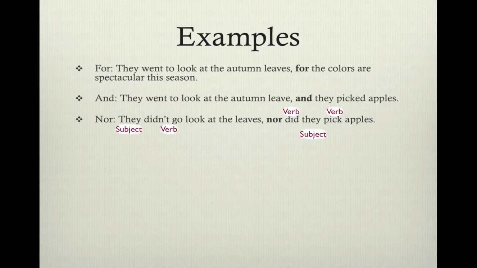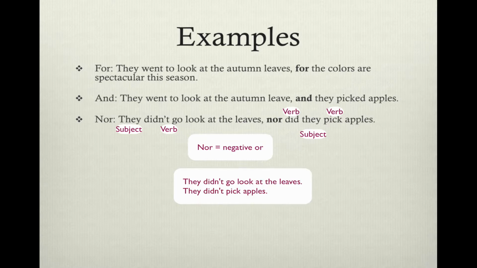Nor is a little bit special because it implies a negative relationship. And so not only did they not look at the leaves, but they did not pick apples. But notice how in my second independent clause, I have did, which is positive. Well, when I add in nor, think of the n in nor as negative. So it takes that did not, we drop the not, and add that to or, and it becomes nor. So if I took the two of these sentences apart, it would say, they didn't go look at the leaves, they didn't pick apples, okay?